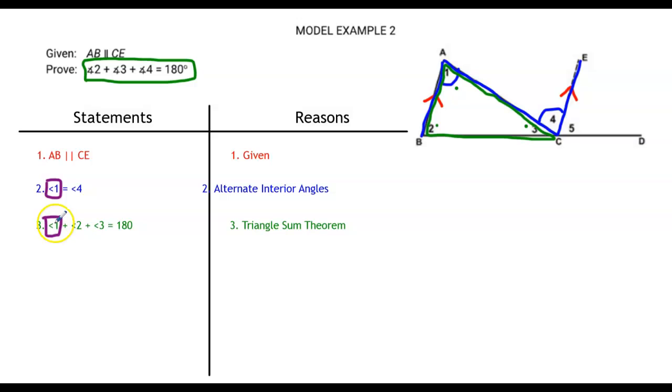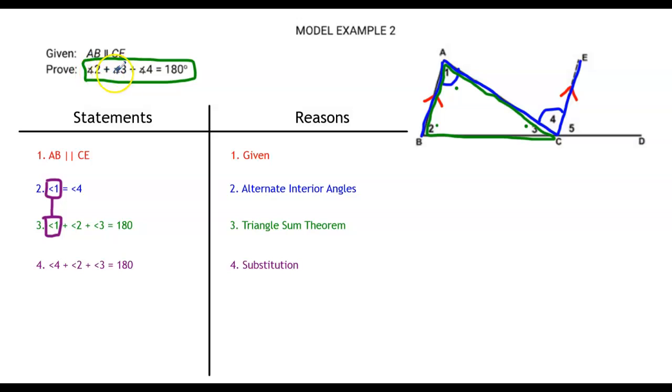Since I'm not replacing one entire equation with another entire equation, I'm just putting one value into this equation, I don't use the transitive property here. I'm going to use substitution. All right. You can tell that this prove statement, 2 plus 3 plus 4 is equal to 180, we've satisfied it. At this point, you could probably end the problem right away and no issues would come up.